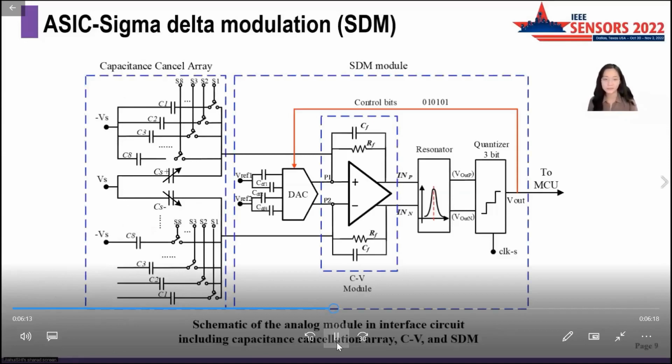As is depicted in this picture, an SDM module is connected to the CV converter and is used to convert the analog signal to a digital one. The SDM module includes a resonator, a quantizer, and a 3-bit DAC feedback network. The resonator is used for bandpass sigma delta modulation of the voltage signal output by the CV converter. It provides a third-order noise shaping ability.